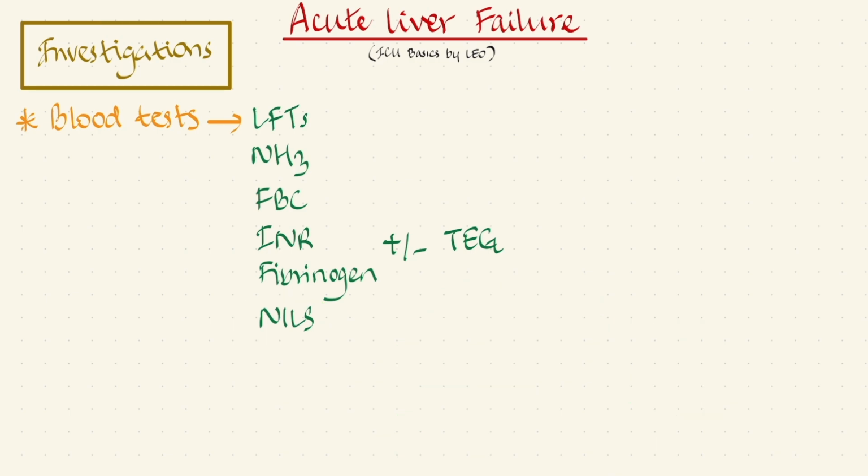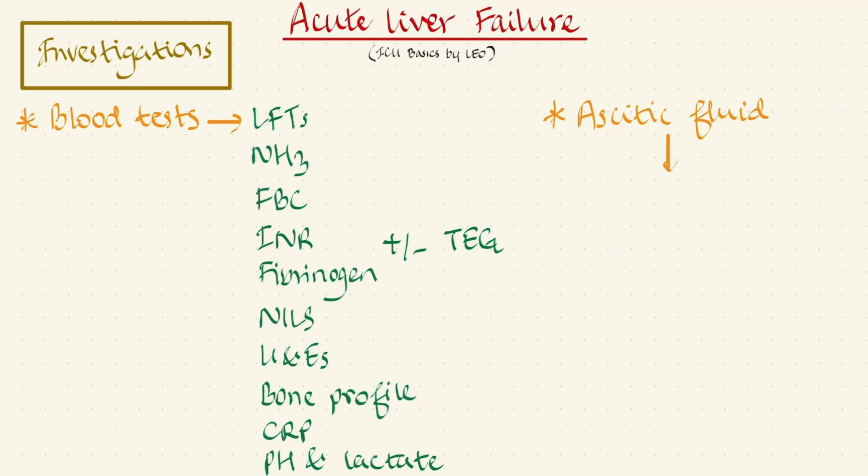Other basic blood tests such as creatinine, electrolytes, bone profile, and CRP should be done to keep an eye on renal function and inflammatory process. We should monitor blood gases, mainly for pH and lactate. Ascitic fluid should be sent for cell count, gram stain, culture, and sensitivity for patients with spontaneous bacterial peritonitis.